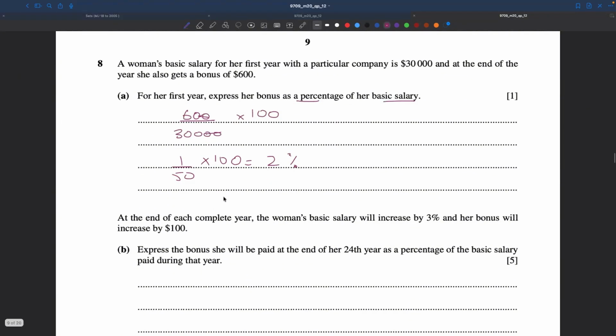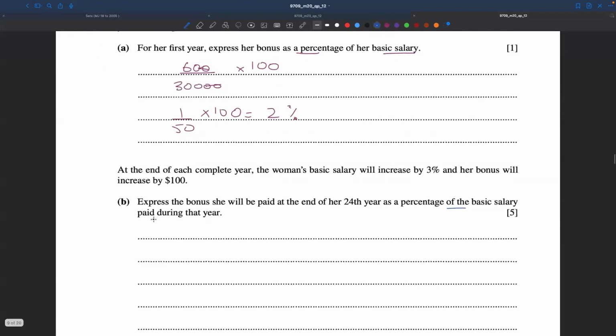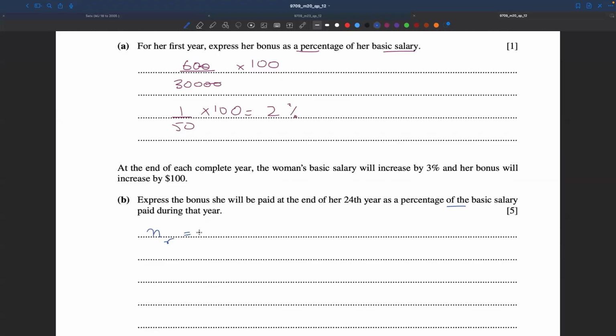At the end of each year, the woman's basic salary will increase by 3%. And now this is very important. Her salary will increase in geometric terms. Her bonus will increase in arithmetic terms. Express the bonus she will be paid at the end of her 24th year as a percentage of the basic salary. So first of all, after 24 years, what will be her basic salary? Let's figure that out. We know the nth term of a GP is given by this, and the common ratio will be what? 1.03.